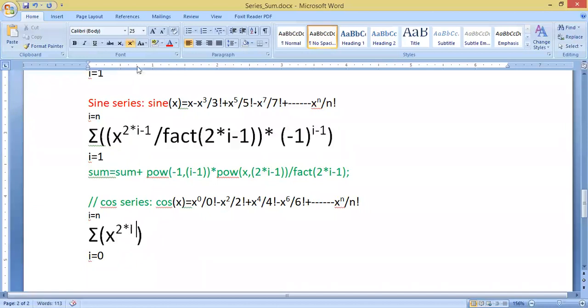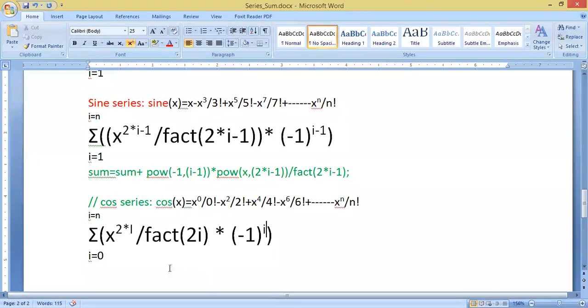Then divide by factorial 2i. Factorial 2i, correct. Then the power will be multiplied, same thing that I have written above. Look here, whether it is correct or not. So minus 1 to the power i. Minus 1 to the power i. Is that okay now?